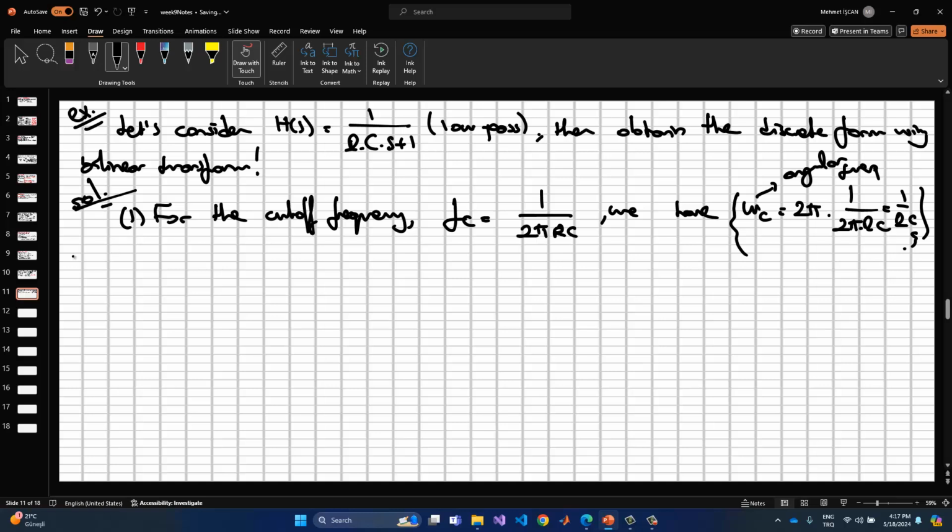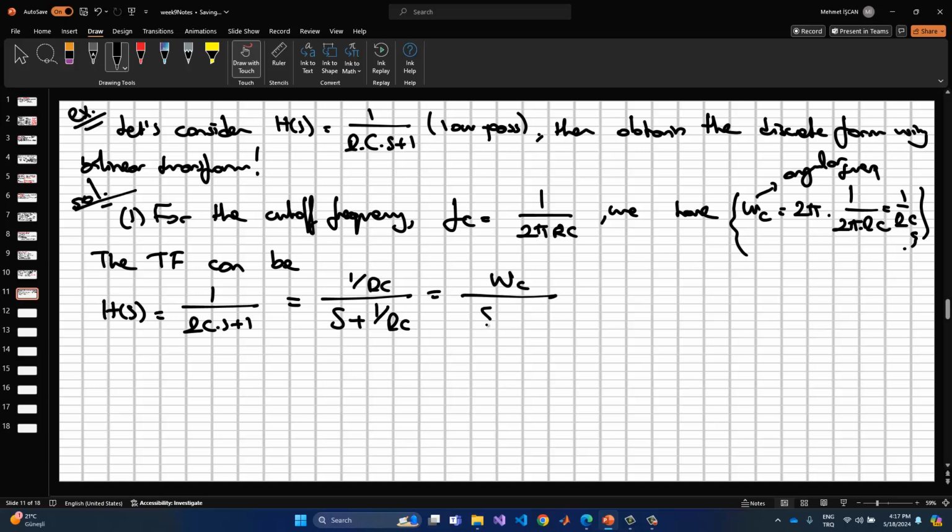And so the transfer function, in the second place, can be this one. H(s) is equal to 1 divided by (RCs plus 1). And so 1 divided by RC, divided by s plus 1 divided by RC. And so this is equal to wc over (s plus wc), guys, right? This is our basic implementation of this filter design.